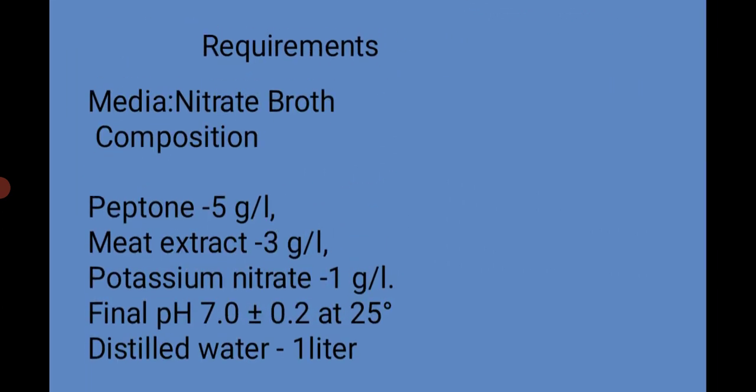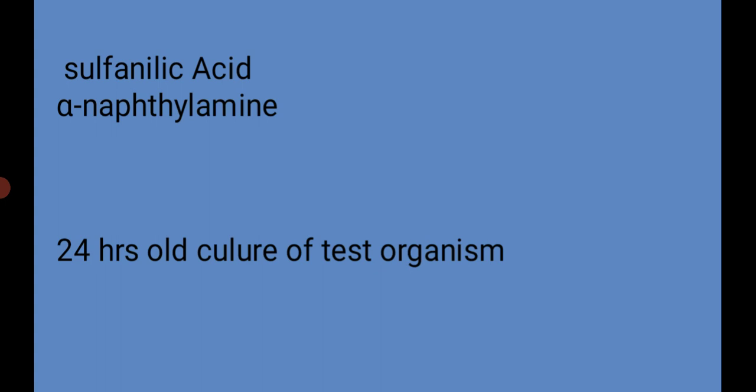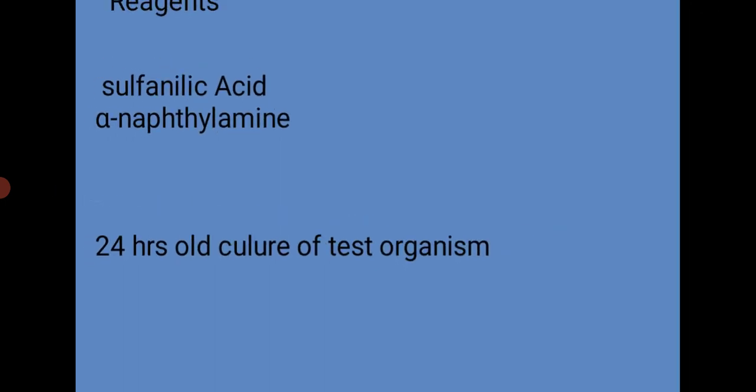To perform this experiment, the requirements are peptone nitrate broth. Its composition contains peptone, yeast extract or meat extract, and potassium nitrate, adjusted to pH 7.0. The reagents are sulfanilic acid and alpha naphthylamine, and a 24 hours old culture of the test organism.